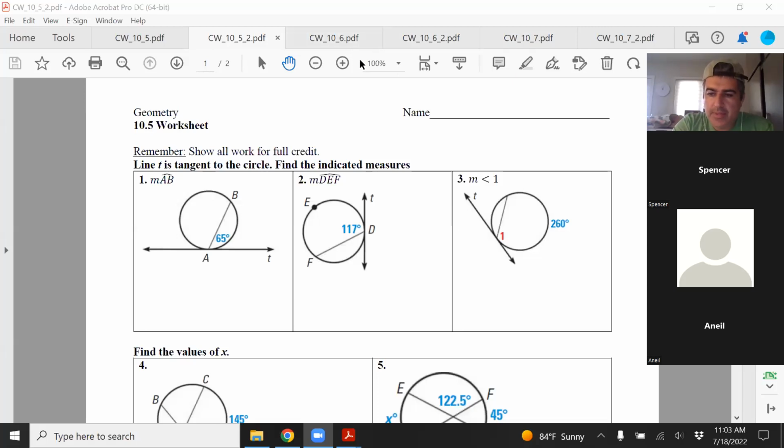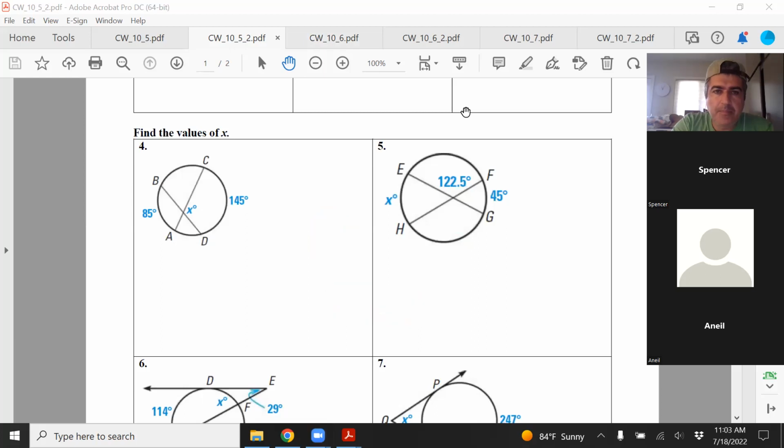Okay, let's go through the evens, and we'll start the next one. So DF. That's 117. So DF will be double that, which is 234. So again, you have a tangent line and a chord, where we talk about that. The angle formed between the chord and tangent line will be half of the arc you intercept.